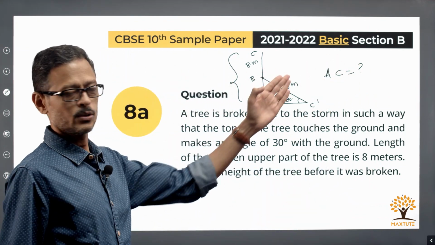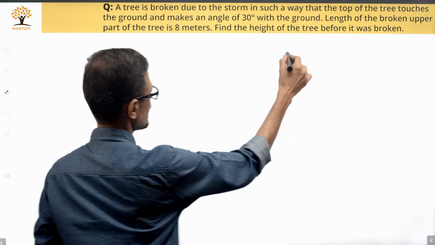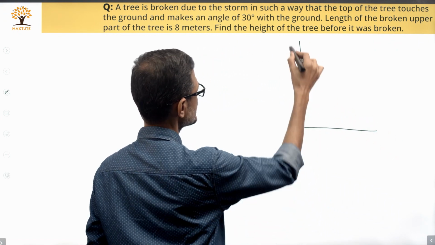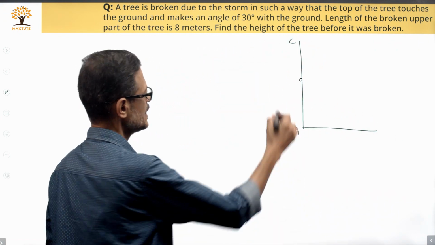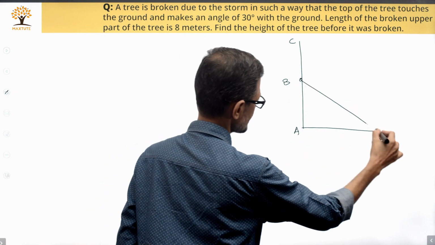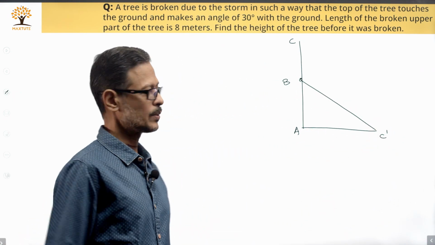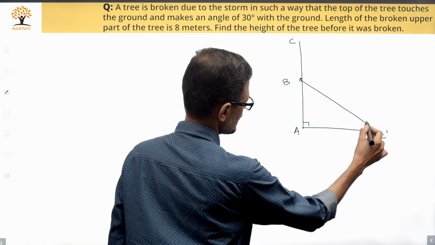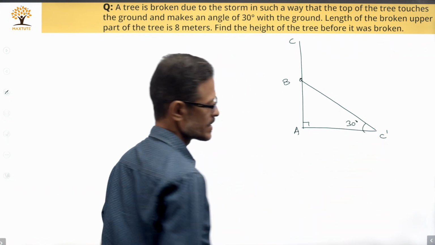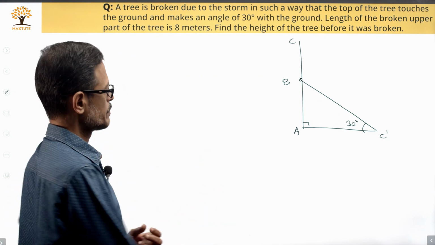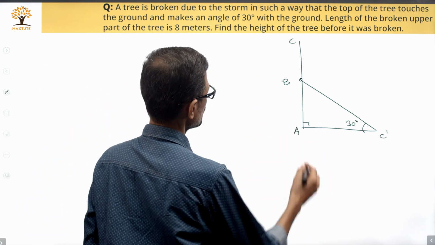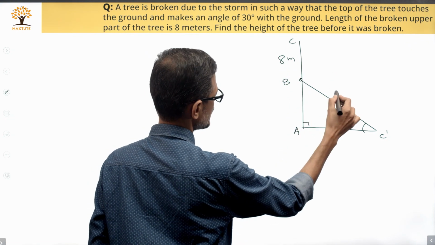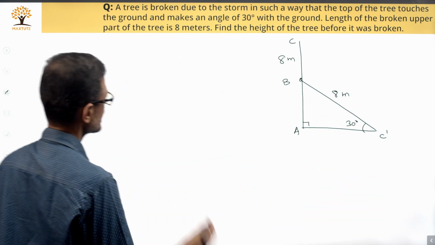Right. Quickly carry it over to the next slide. We'll take this right triangle as it is. So, this is the break point. AC is the tree as it was standing. B is the break point. BC dash is where it actually rests on the ground. Right triangle, the right angle at A, angle that it's making with the ground is equal to 30 degrees, which is basically the angle that we'll be using. What we need to find out is AC. We know BC is equal to 8 meters and BC dash is also equal to 8 meters.